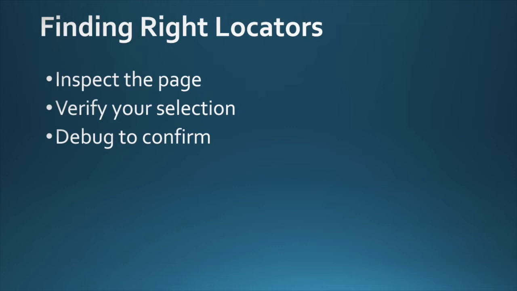Okay, friends. With this, we come to the last slide of our presentation, which talks about finding the right locators. In order to find the right locators, you have to inspect the page, verify your selection, and debug to confirm. This is the main strategy. If you master this strategy, then trust me, going forward, you'll never look back and you'll never have any problem identifying the locators and the objects. Your object will always be in place and your script will be very easy.